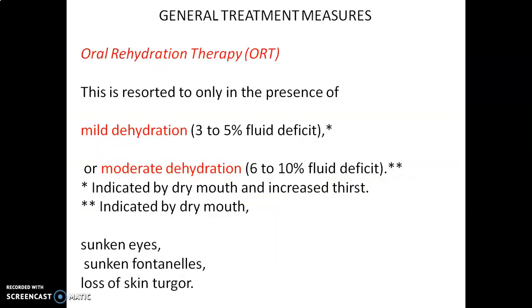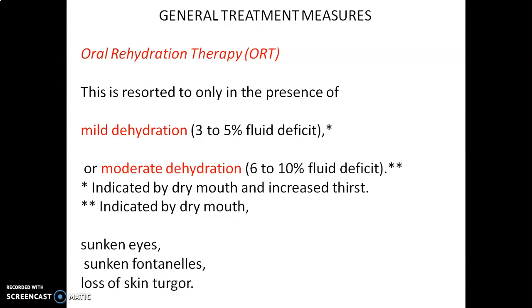Then coming to the general treatment measures for any type of poisoning, it may be food poisoning, oral rehydration treatment, ORT, can be given. The main advantage of oral rehydration is that we can restore the electrolytes and fluid which got discharged from the body because of vomiting or diarrhea. So here diarrhea can be classified as mild or moderate.